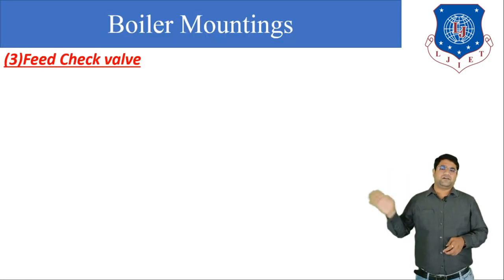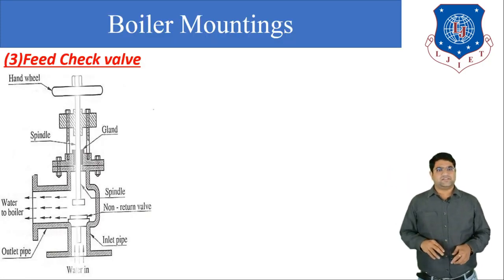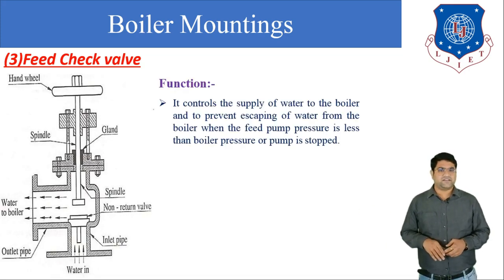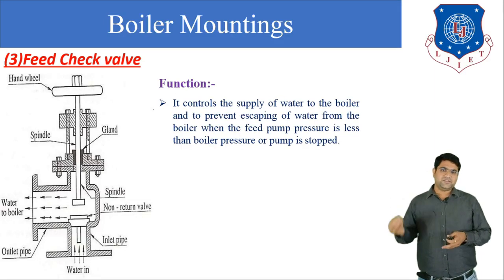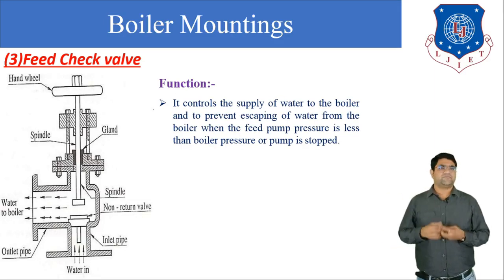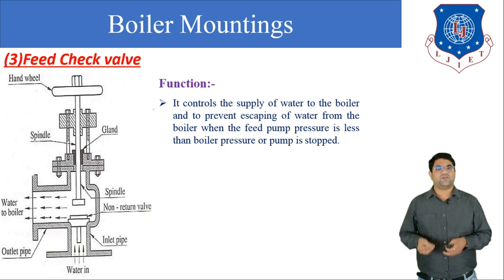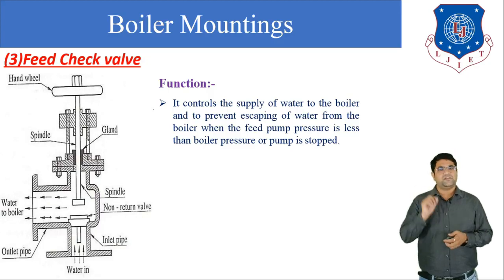Now our third mounting is the feed check valve. So this is the diagram of the feed check valve. Now we know that the function of the feed check valve is that it is used to feed the water inside the boiler. So I have written here that it controls the supply of water inside the boiler and prevents the escaping of water from the boiler when the feed pressure is less than the boiler pressure or the pump is stopped.